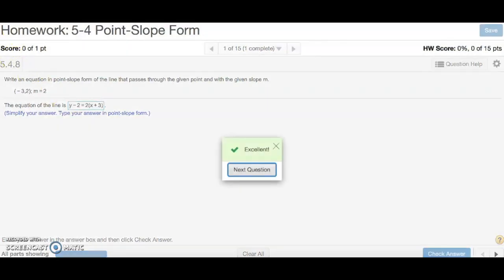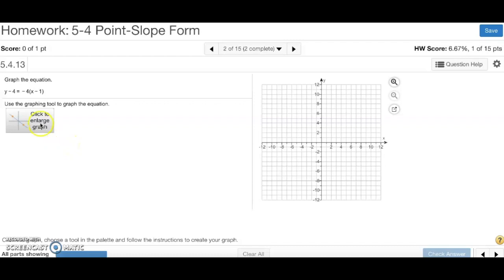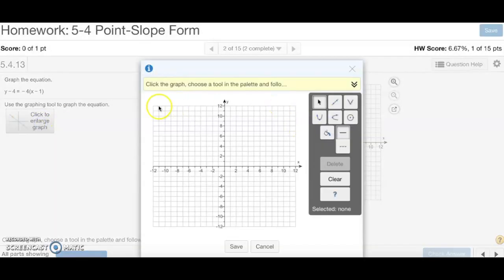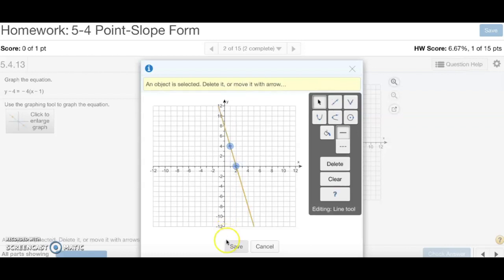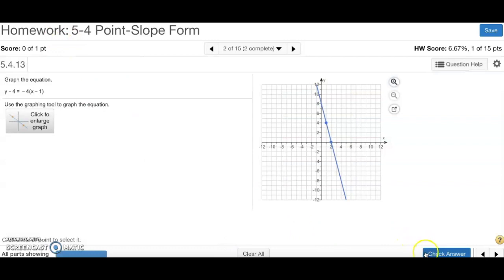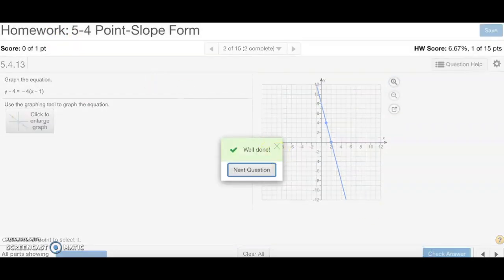And that's number 1. Number 2, graph the equation. Click to enlarge the graph. It's in point-slope form. Our slope is negative 4, and we have a point. So change our signs. X is positive 1, y is positive 4. So we start at positive 1, positive 4, and then we have a slope of negative 4. So we go down 1, 2, 3, 4, to the right 1. Press save, check answer, and that's number 2.